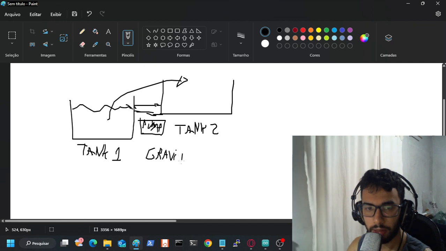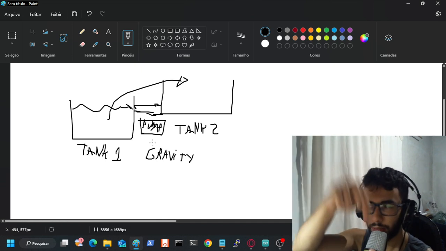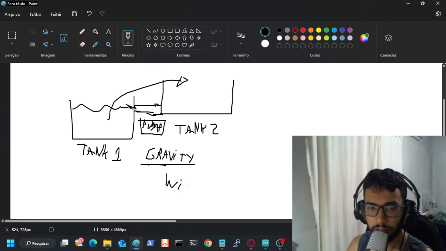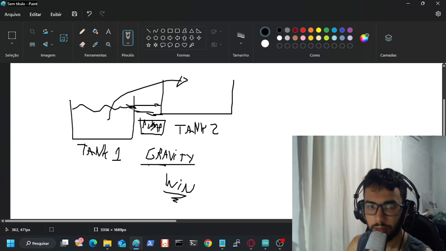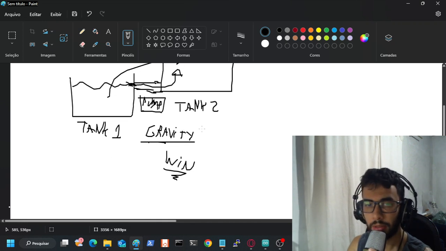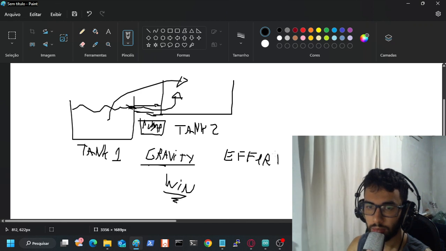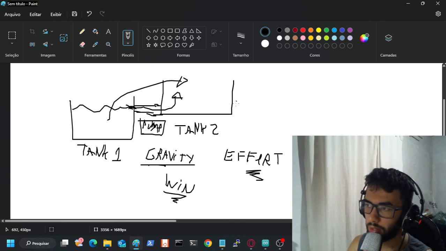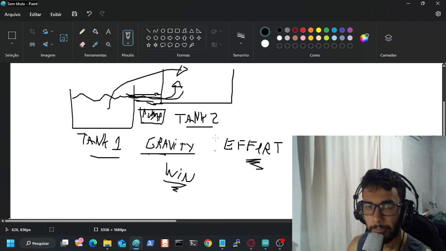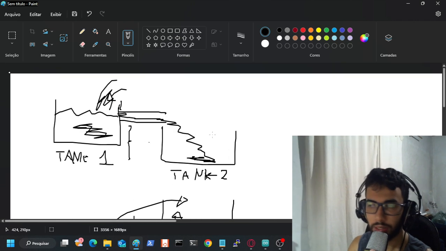Okay guys, because gravity is pulling down every time. You have a force pulling down, that is gravity. So you have to win this gravity to make the water flow through this pipe from tank 1 to tank 2. So you have to put an effort here, an effort with a pump, to put this water from tank 1 to tank 2. So it does not flow like this one, naturally, right?